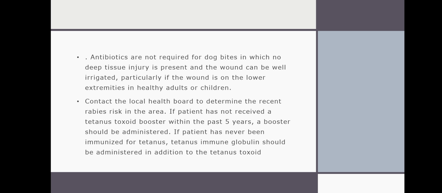You should also contact the local health board to determine the recent rabies risk in the area. If the patient has not received a tetanus toxoid booster within the past 5 years, a booster should be given. If the patient has never been immunized for tetanus, tetanus immune globulin should be administered in addition to toxoid.